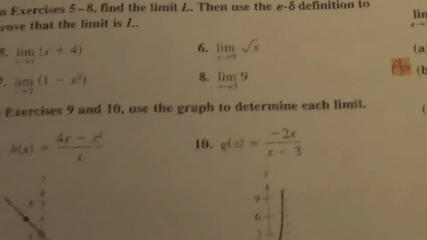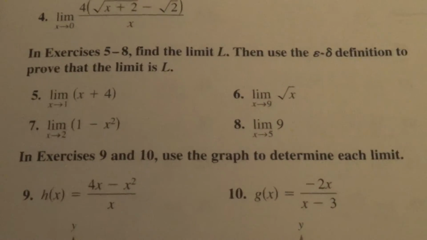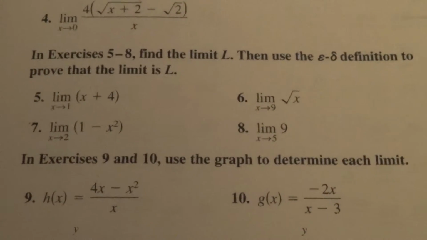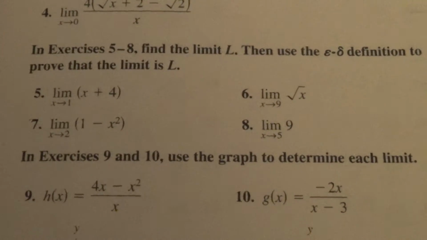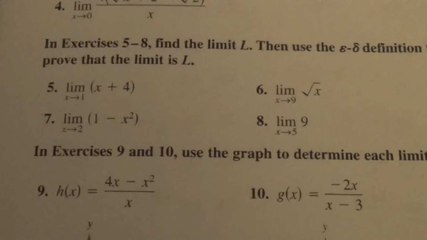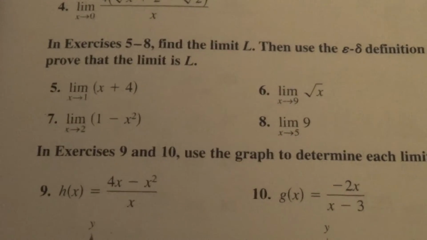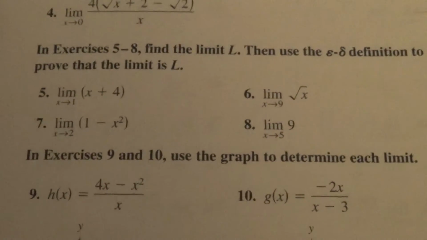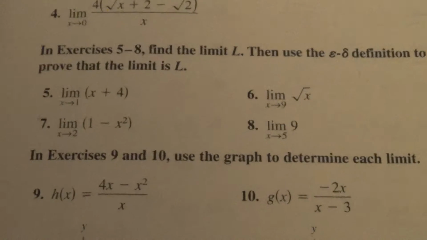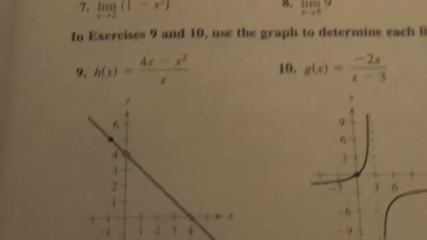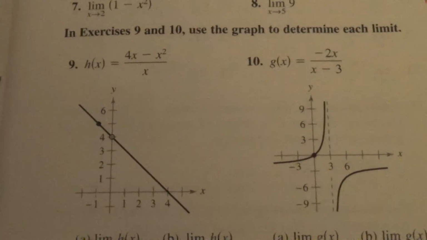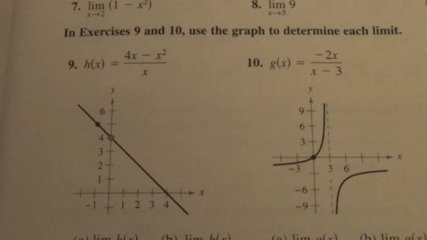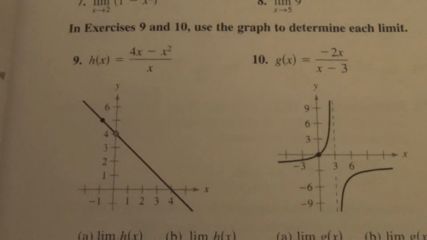Number 5 will be the next one on your list. In this section, you have to do the delta epsilon proof. So notice I picked the linear one, so you can remind yourself how that works, going backwards and then forwards. Number 9. In this exercise, I want you to use the graph that's shown to determine the limit for number 9.